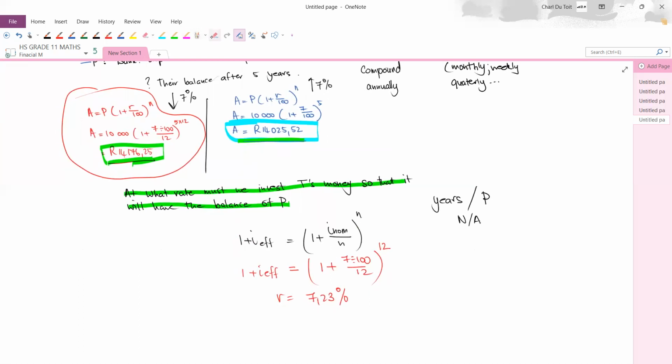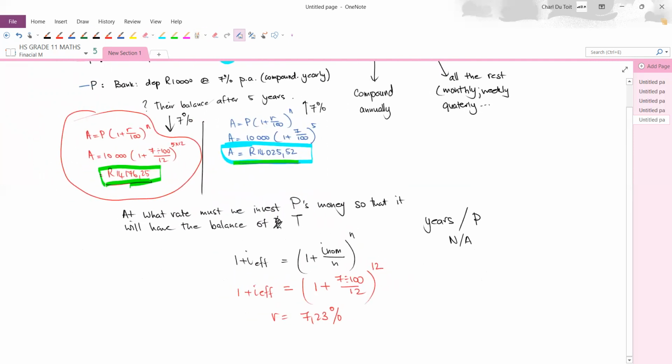So I got it wrong here. I did this wrong. At what rate must we invest Peter's money, so it will leave the same balance as Tatu? So if you take Peter's money and you invest it at 7.23%, it will yield 14,176.25 Rand. So I did it wrong. I did the other one without thinking. We increased the percentage of Peter's money so that it will also yield 14,176 Rand and 25 cents.